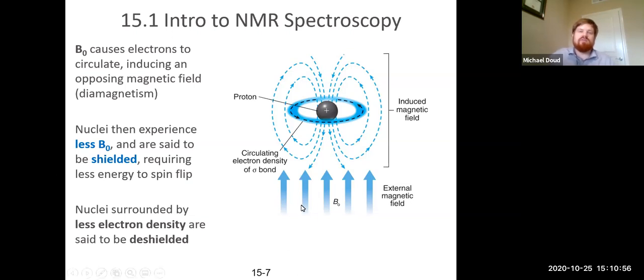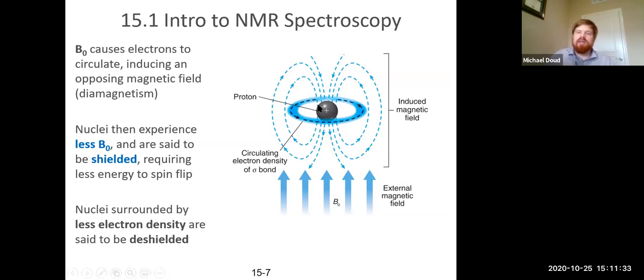Because this external magnetic field doesn't just act on the nuclei that have a net angular momentum, it also is going to act on the electrons, right? Electrons are negatively charged, so they generate their own magnetic field. And so what happens is applying this external magnetic field is going to make electrons circle the atom. And that circling of the atom actually induces an opposing magnetic field. That's what's called a diamagnetic field.